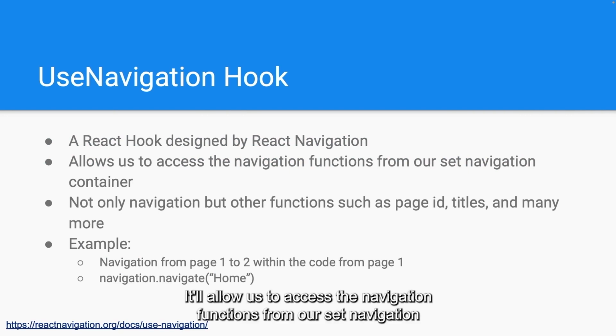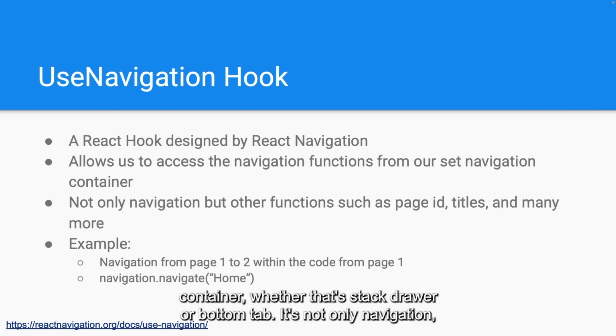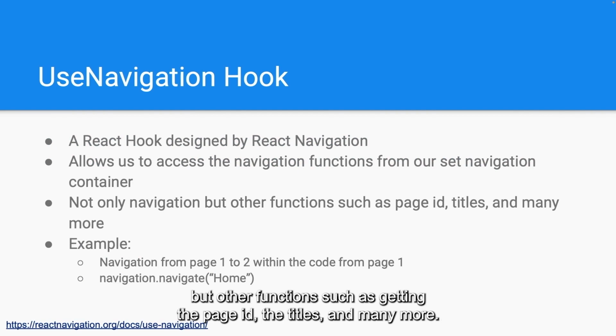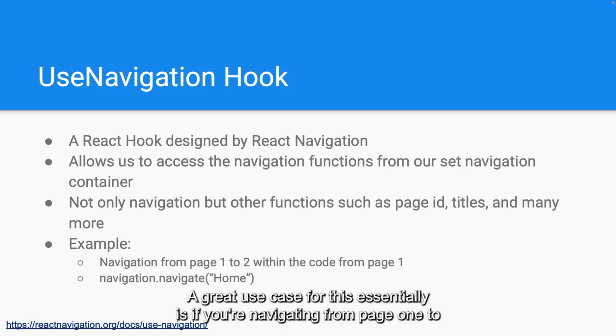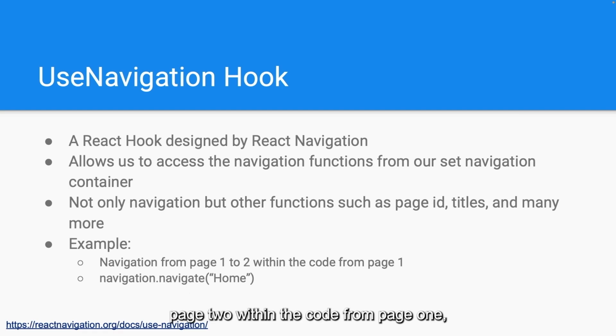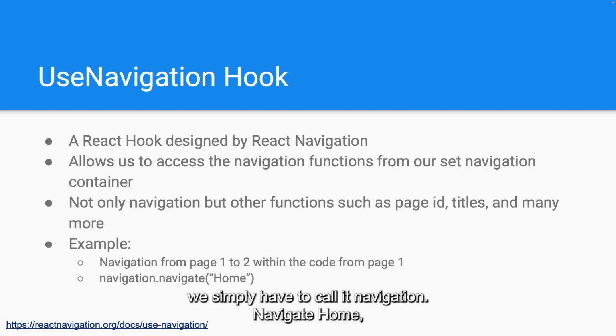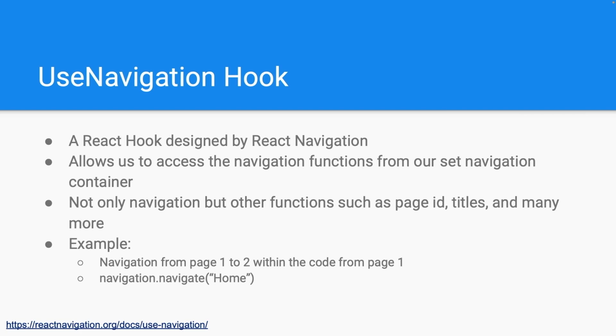The useNavigation hook is a React hook designed by React Navigation. It will allow us to access the navigation functions from our set navigation container, whether that's stack, drawer, or bottom tab. It's not only navigation, but other functions such as getting the page ID, the titles, and many more. A great use case is if you're navigating from page 1 to page 2: within the code from page 1, we simply have to call navigation.navigate home, and you'll see this coming to use later.